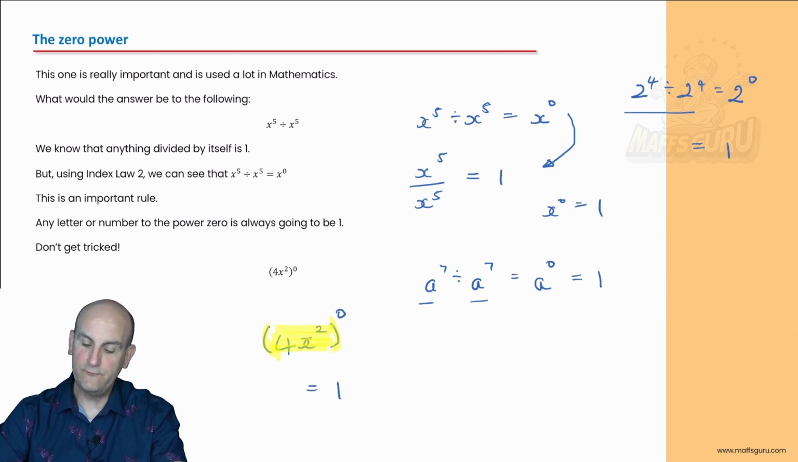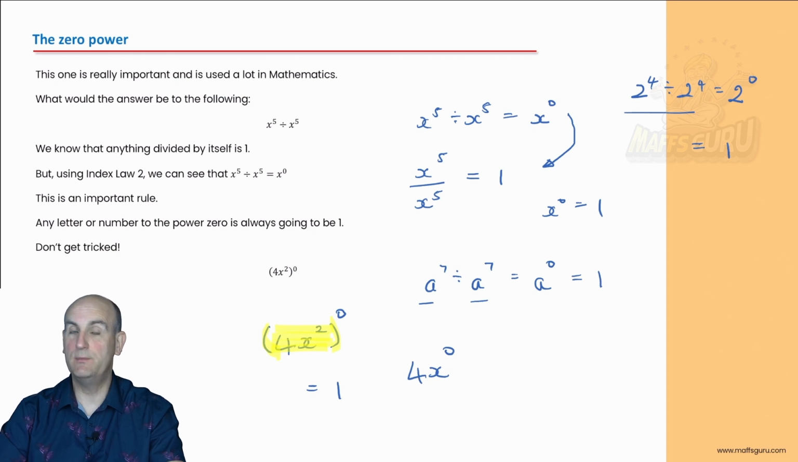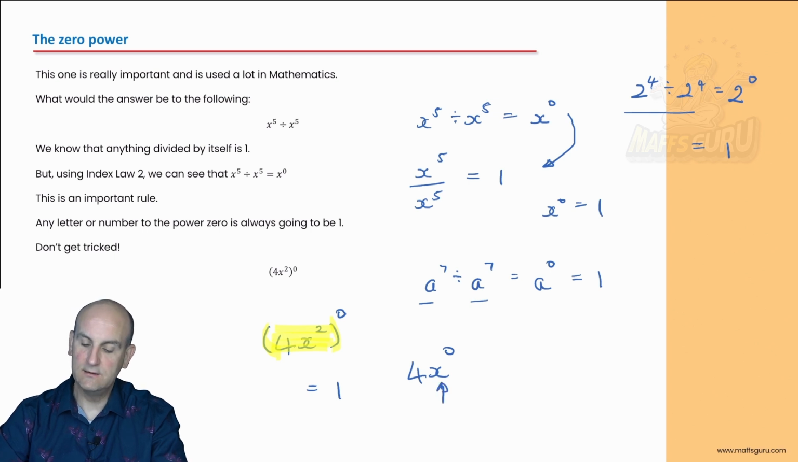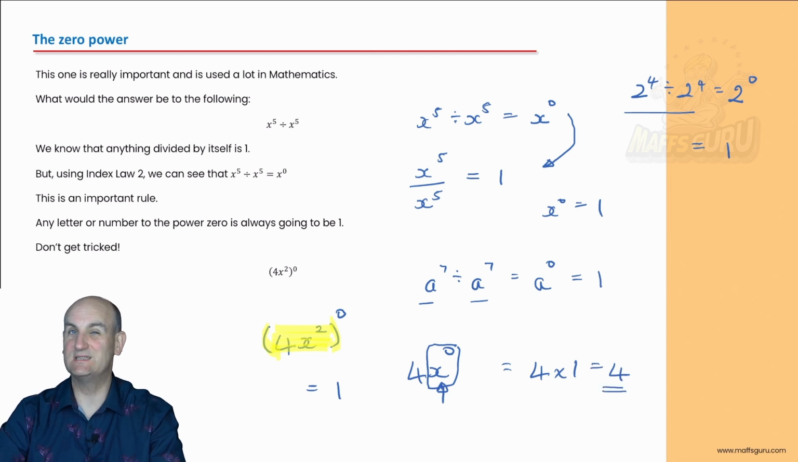That would be very different from the example if I had 4x to the power of 0. Because who does the power of 0 belong to there? Well, there are no brackets. So in this situation, that only belongs to the x. So we would know that x to the power of 0 is equal to 1. So that would be the same as 4 times 1, which would actually be 4. See how tricky this can get?